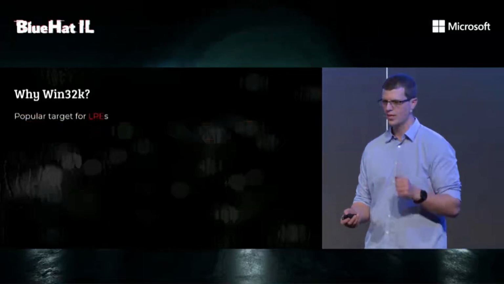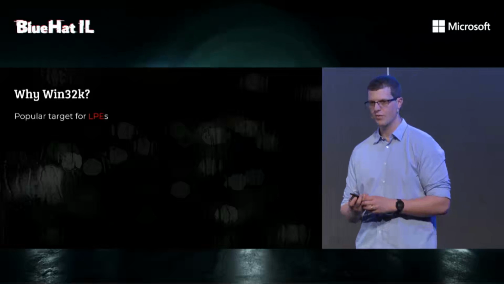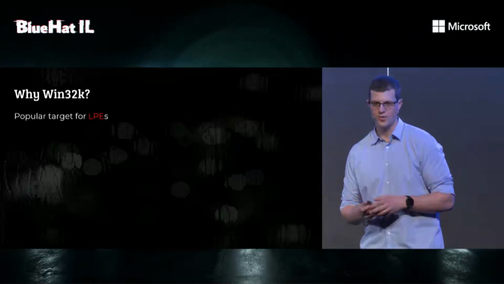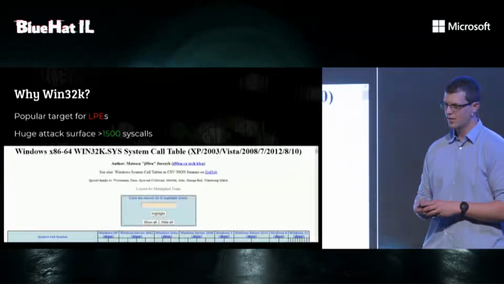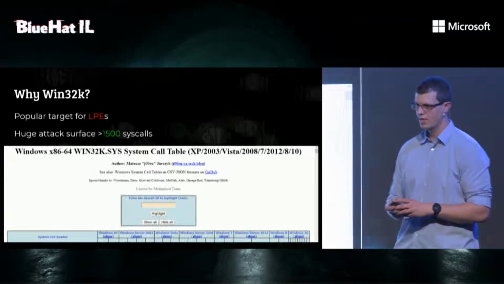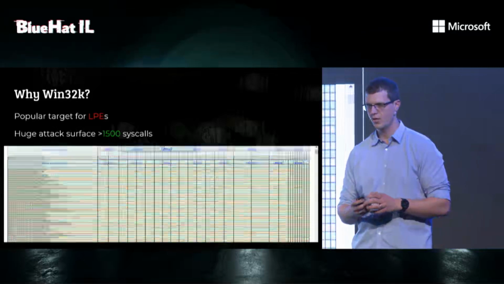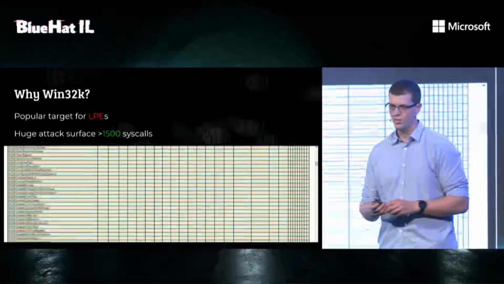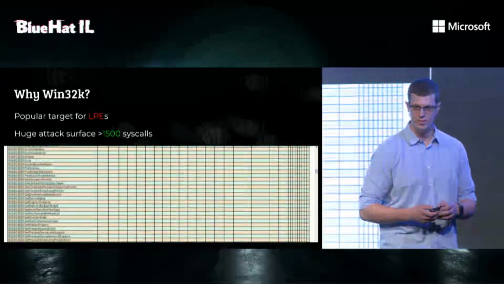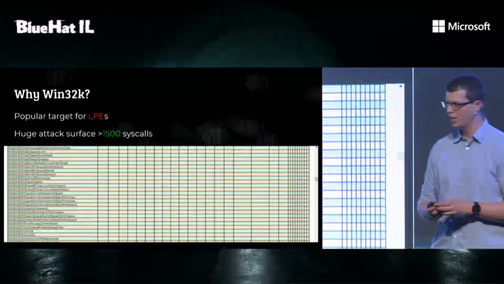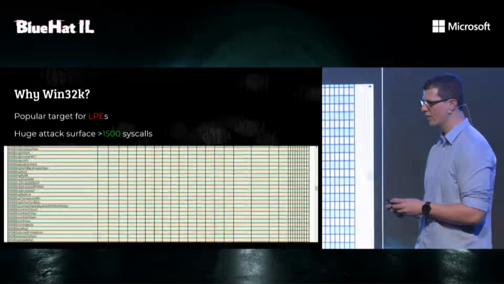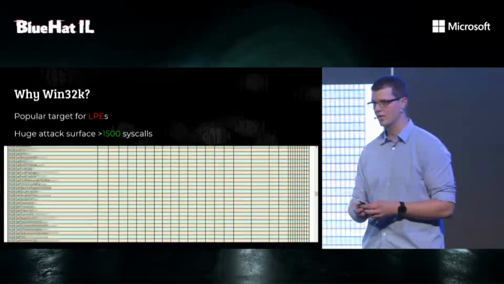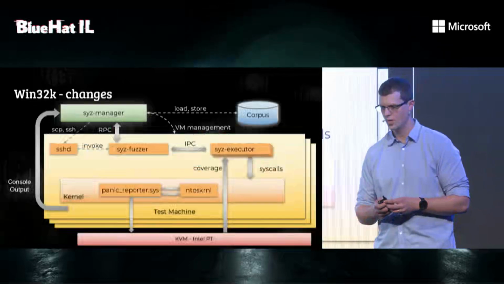So why Win32k? Well, it's a very popular target for local privilege escalation, and we want the local privilege escalation. The reason is that it has a huge attack surface with more than 1,500 syscalls. And although it has been fuzzed before, some would say to the death, we couldn't find any previous work of coverage-guided grammar fuzzing for that target, so we decided to go for it.